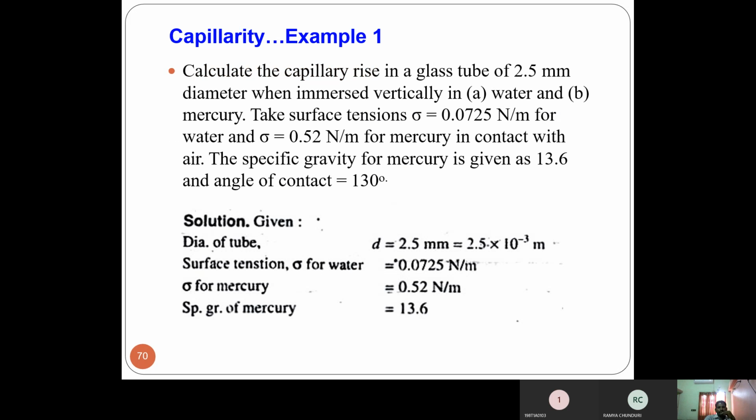Take one problem. Read the problem, anyone please.